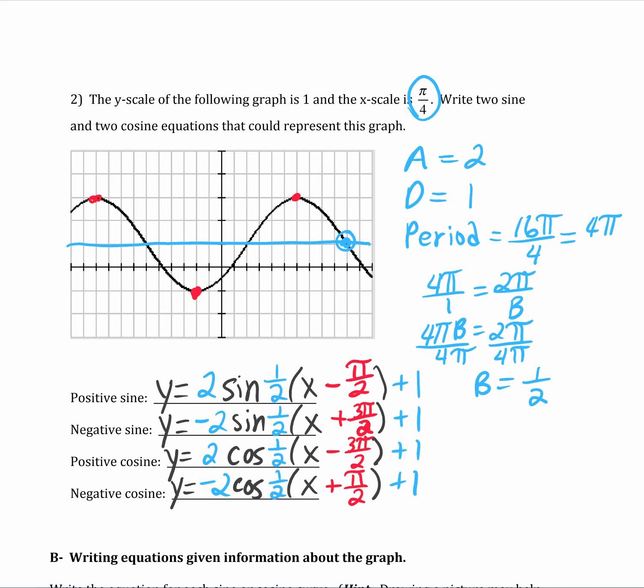Okay, so that wraps up the writing equations from the graphs. In our second video, we'll look at writing equations from given information about the graph.